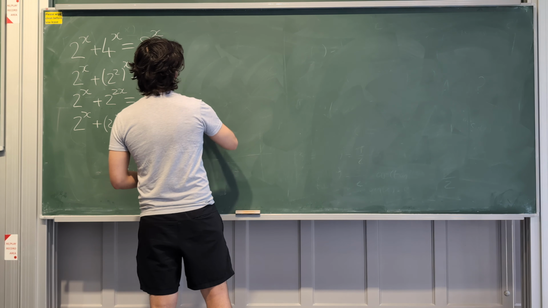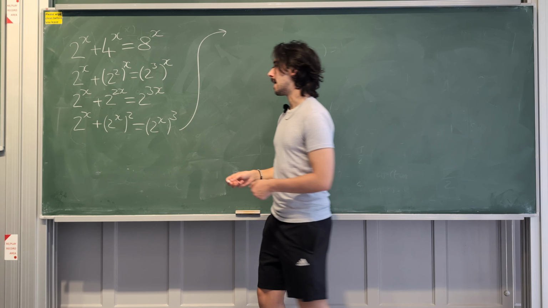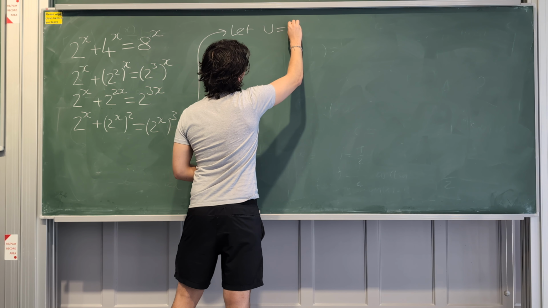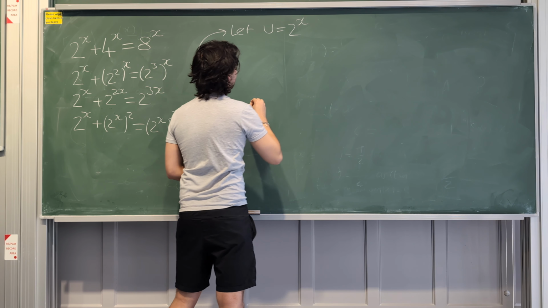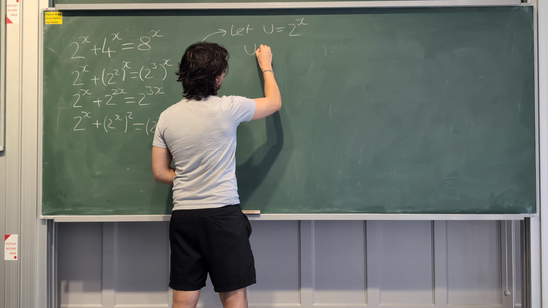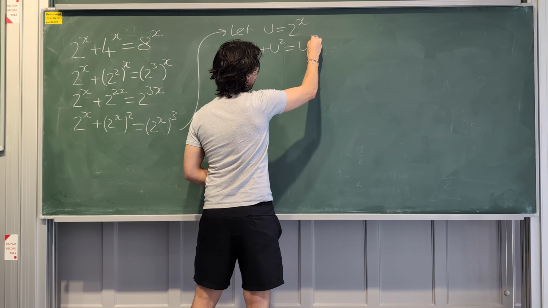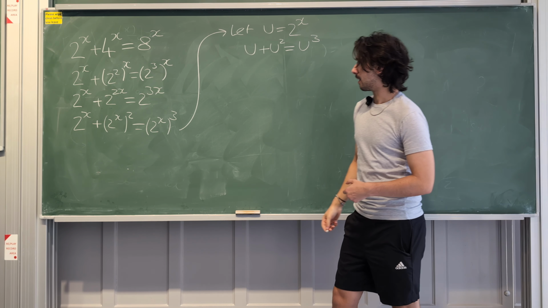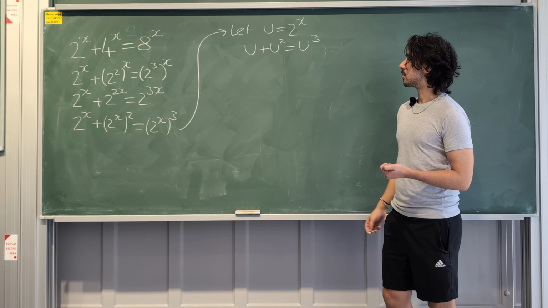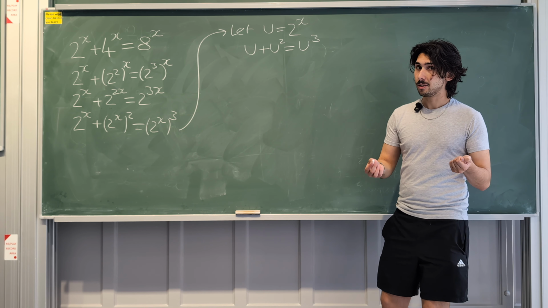So if I come over here, if I let u equal 2 to the x, then my equation is u plus u squared equals u cubed. Okay, hopefully that makes sense. Now, it's very tempting, potentially, to divide both sides by u. We can or can't do that.